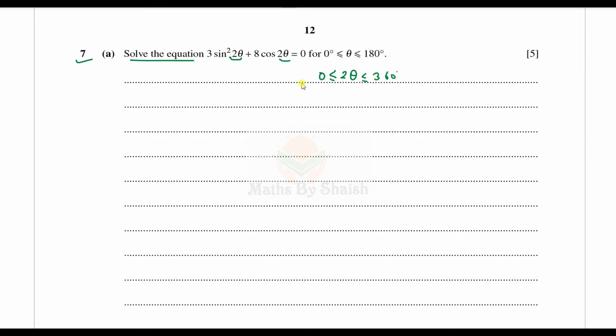It would be very helpful in finding the theta initially as the 2 theta, then we'll divide everywhere by 2 to get the original theta, which will be in between the 0 and 180. So let's use the first identity, to convert this sine square theta into cos square theta so that we can get a quadratic equation in cos, and hence it is 3 times 1 minus cos square 2 theta plus 8 times cos 2 theta is equal to 0.